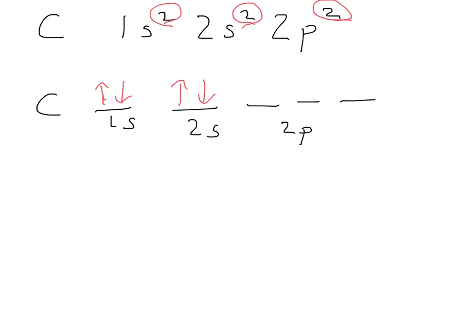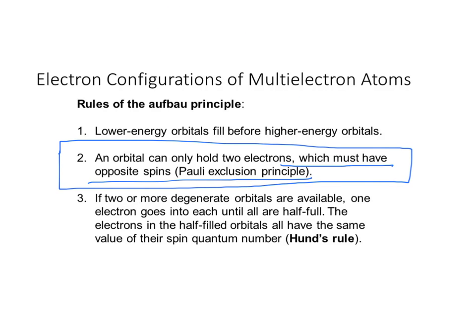I have multiple options for what to do with them. I could draw 2 arrows like that, or I could draw 2 arrows like that, or I could draw 2 arrows like that. Which is the right way to do it? If only we had a rule to give us some direction. Sure enough, we have a rule to give us direction, and it's called Hund's rule.